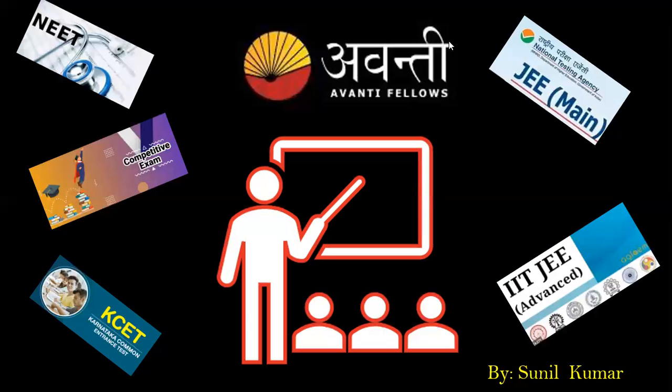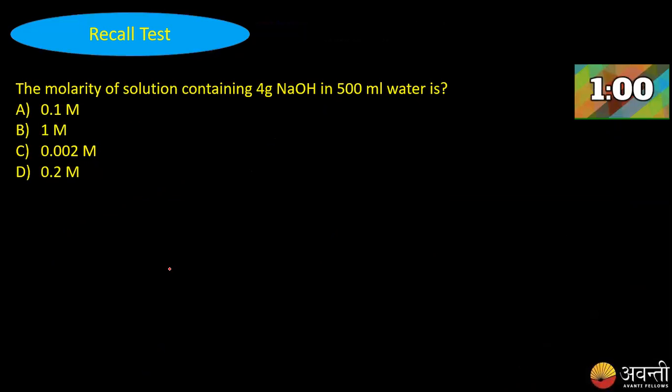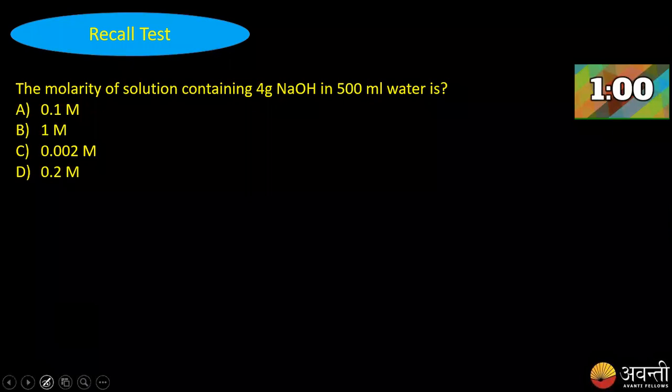So before starting with that, let's quickly have some recall questions from the last class, and then we are going to proceed forward. Okay, so is everybody ready with pen and paper? First question on your screen: the molarity of a solution containing 4 gram sodium hydroxide in 500 ml water is. What is the molarity of the solution which consists of 4 gram NaOH in 500 ml of water?